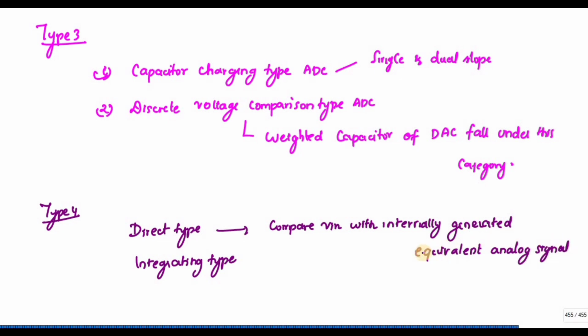The examples of this type are flash, then counter type, and then tracking type. SAC, that is successive approximation technique, comes under the direct type ADC.